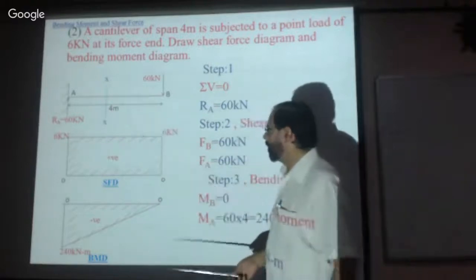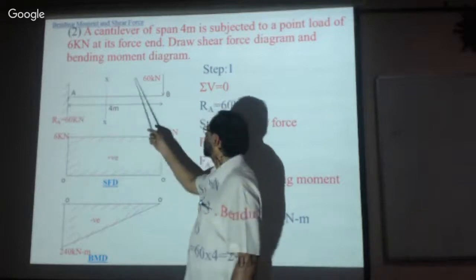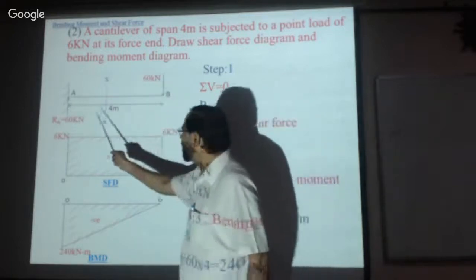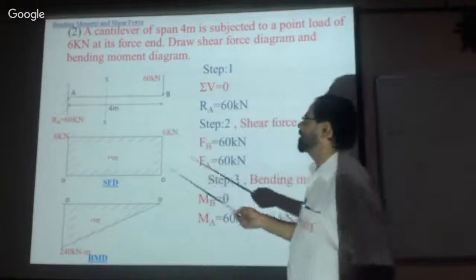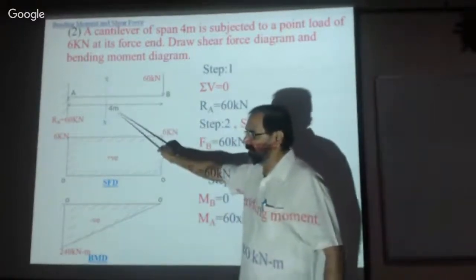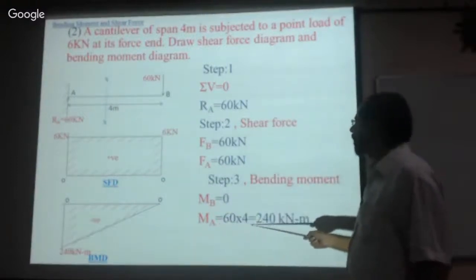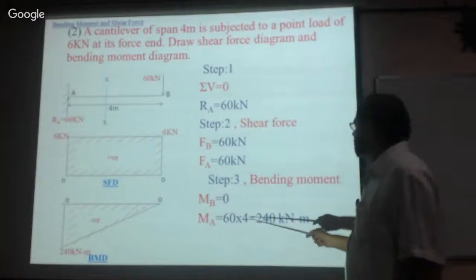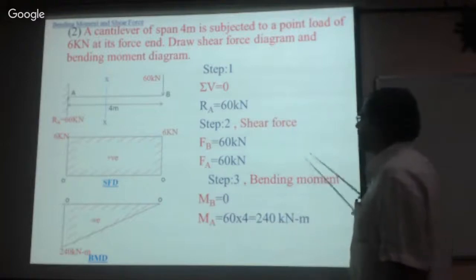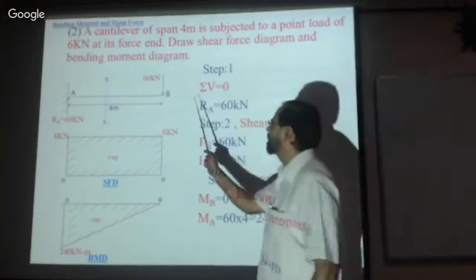Similarly, if you calculate the bending moment at the end, what is going to happen here? 60 kilonewton multiplied by distance. That is 60 multiplied by 4, which we have written here. Therefore, it is 240 kilonewton meter. This is the bending moment all along the beam.